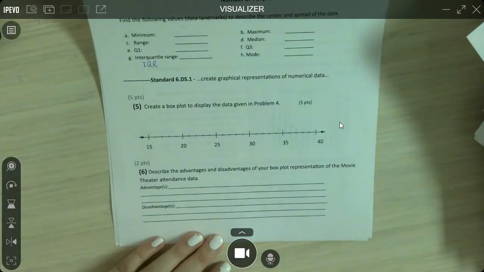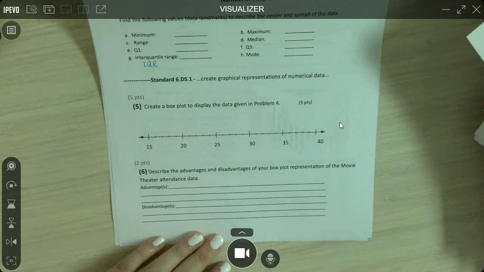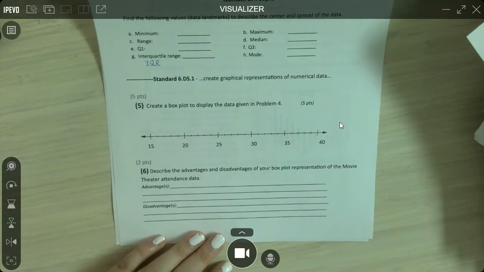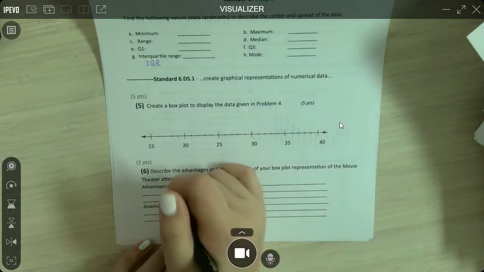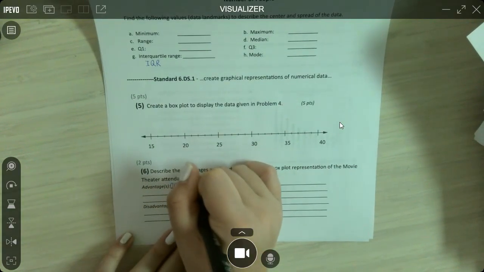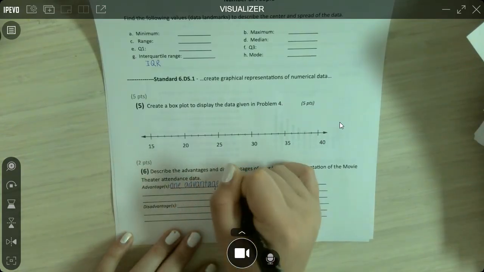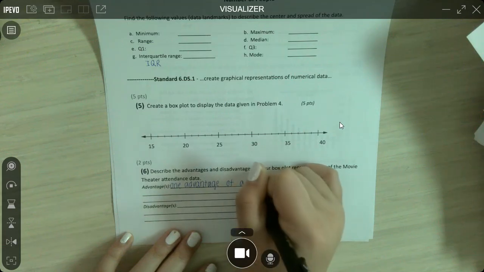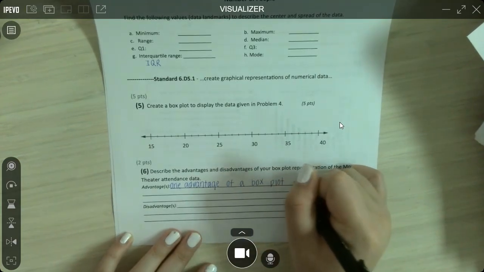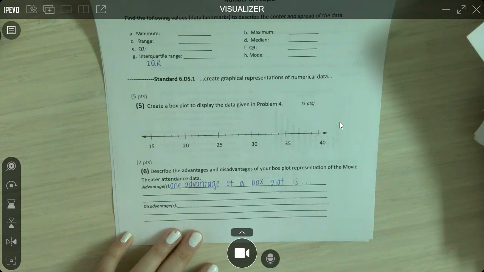For number 6, I want you to describe one advantage and disadvantage of your box plot representation of the movie theater attendance data. So if you need a sentence starter, you can say, "One advantage of a box plot is," and then you have to finish that.